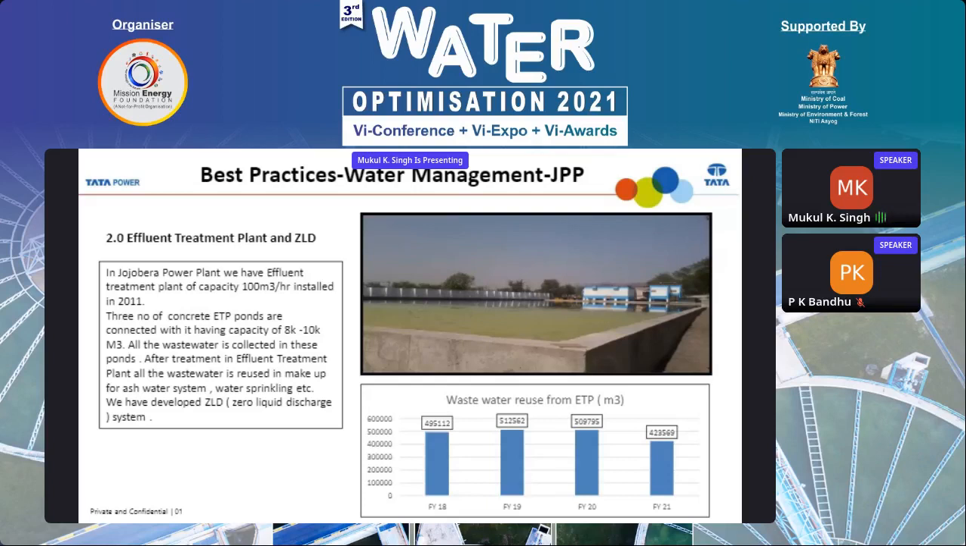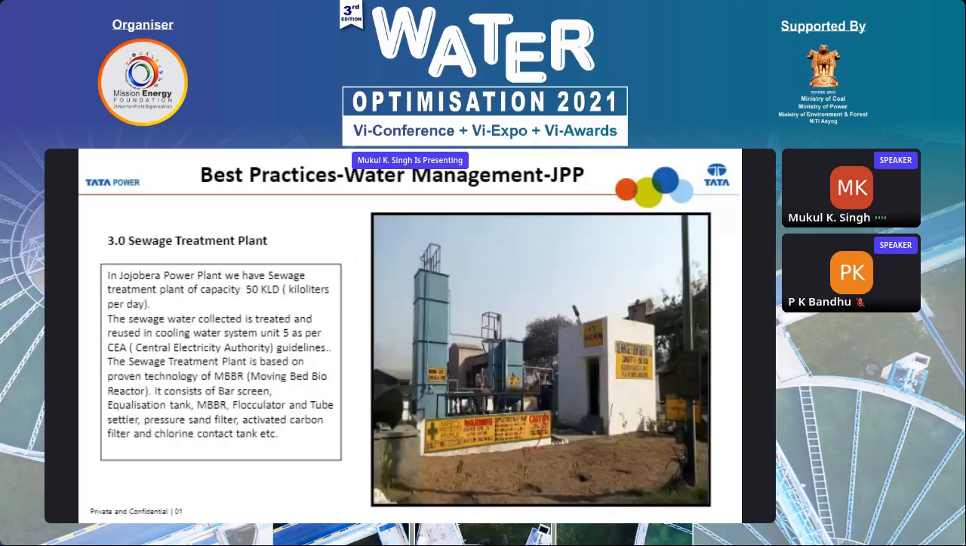There is a small graph showing the quantum of water reused over the last four years. Almost 4 to 5 lakh cubic meter of water we are reusing through our effluent treatment plant. We also installed a sewage treatment plant in 2015, and later the CEA came with a guideline that in thermal power plants almost 30% of the water is to be used from STP. We have a small STP in our premises, and we are reusing this STP discharge water as cooling water backup, as guided by CEA.